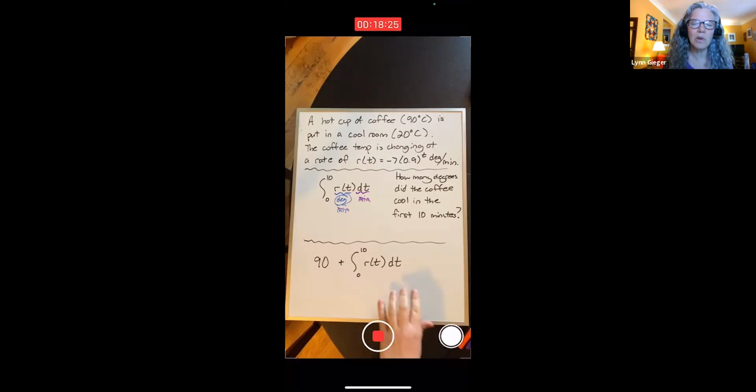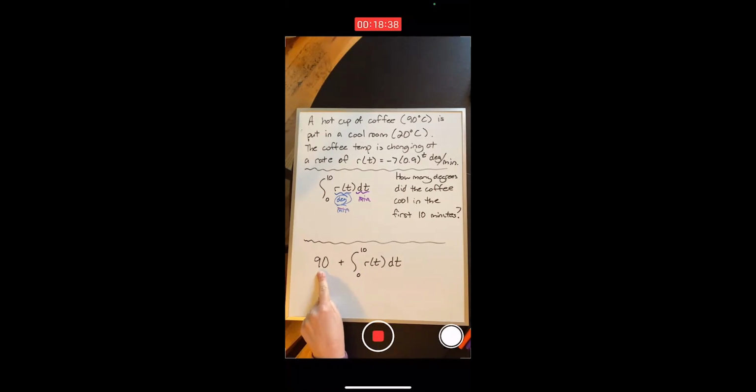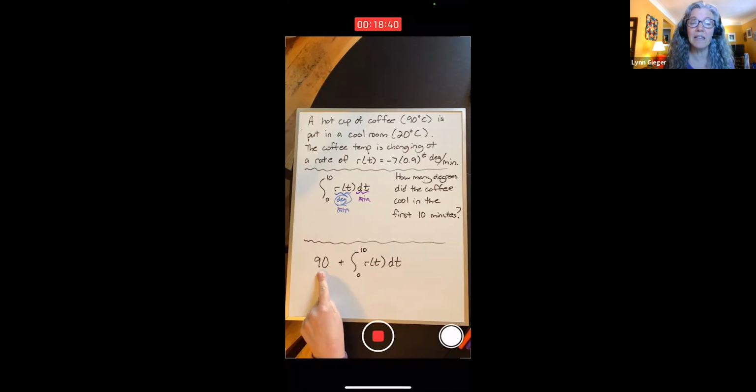Now we already know that this is talking about the change in the temperature of the coffee in the first 10 minutes. What's the 90 referring to? The starting temperature of the coffee in degrees, and we're adding to that a change in the temperature of the coffee in degrees. So we're taking degrees and adding degrees. That's good. You always want to be adding apples and apples and oranges and oranges. Our units are the same.